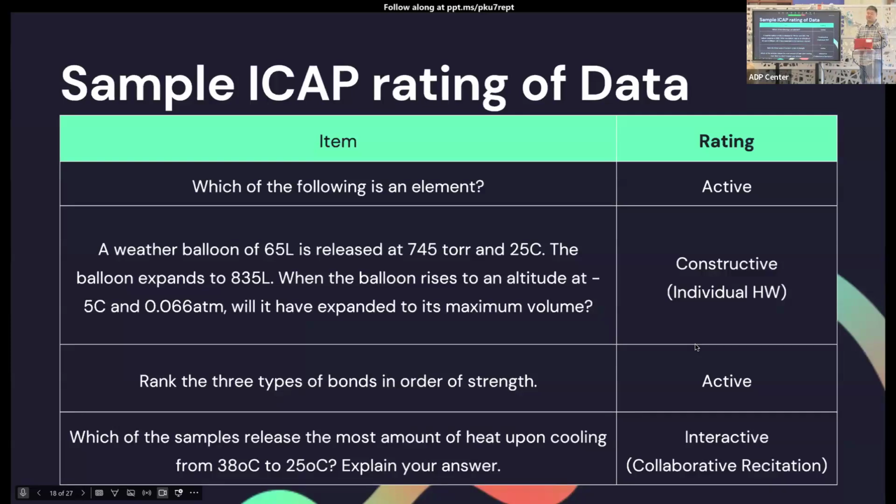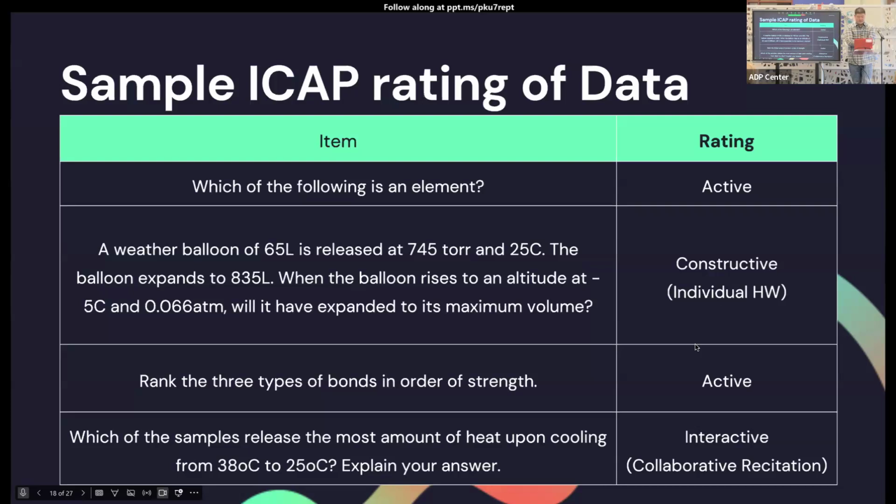Here are some sample ratings of ICAP in homework problems. Which of the following is an element? That's an active, or non-generative, question. Next: a weather balloon of 65 liters is released at 745 torr and 25 Celsius. The balloon expands to 835 liters. When the balloon rises to an altitude at 5 Celsius and 0.066 atmospheres, will it have expanded to its maximum volume? Now, a student might have had examples similar to this, but most likely not exact. If a student had exactly the same question multiple times in a row with just changed numbers, then that's active. The first time would be constructive, but after that it's active. But I would assume most homework problems don't repeat like that from what I've seen. So I rated something like this as constructive, because it's individual, for homework.